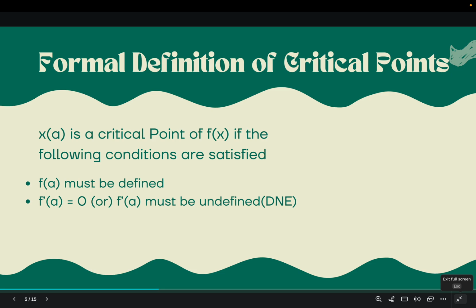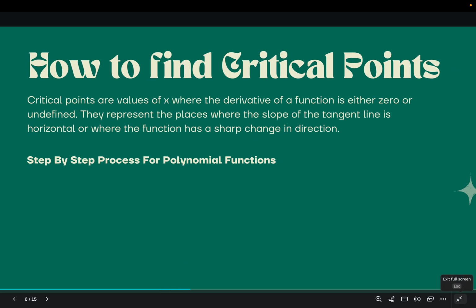And then if we differentiate the function, the derivative of the function should be either 0 or undefined. Students get really confused in this part because they think the function itself must be undefined, when it is the derivative of the function that must be undefined. The function must always be defined, but the derivative of the function could be undefined or could be 0. That's how we find the critical points. So this is the formal definition of critical points, and we're going to talk about how we could find critical points and important things that you should remember.